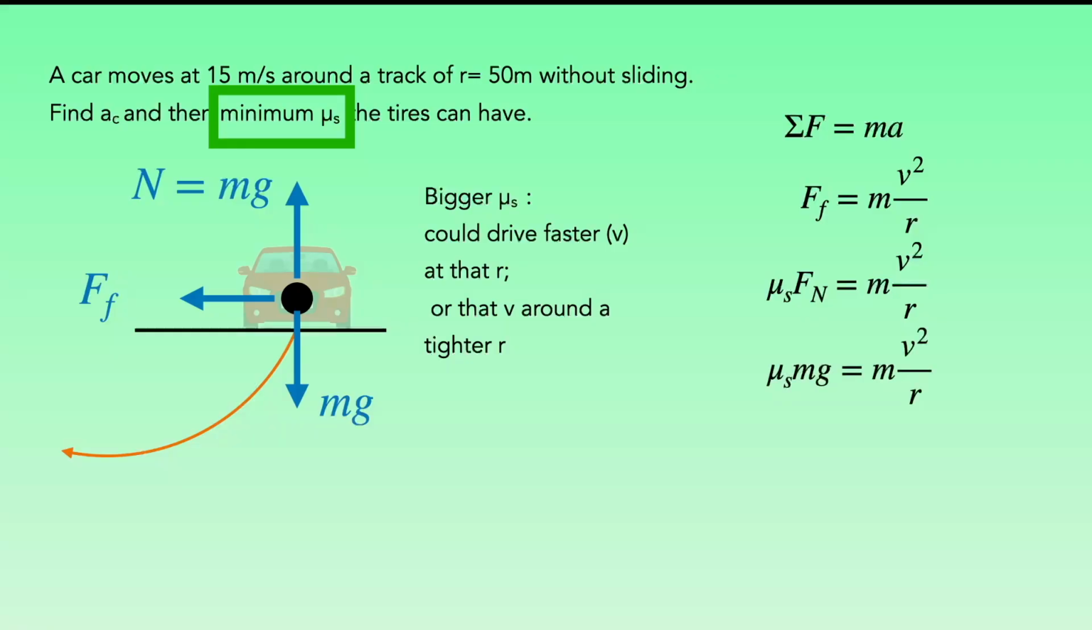And then we solve this. Normal force is mg. The m's cancel. Mu equals v squared over gr, which is 0.45.